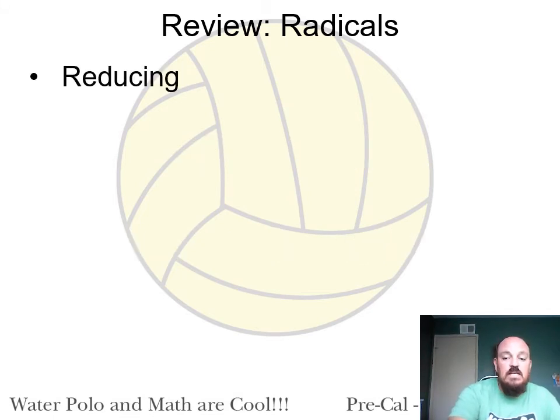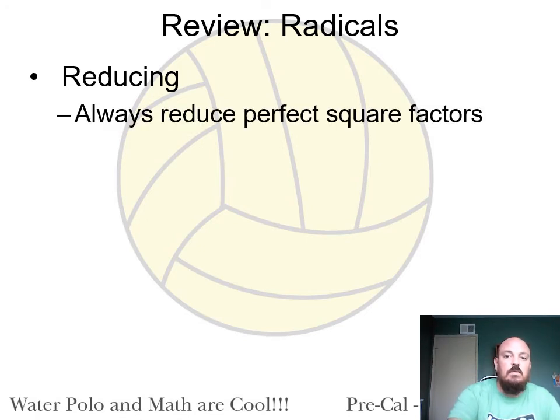Okay, now reducing or simplifying radicals. So the rule is, whenever you have a radical for an answer to a question, you always want to see if you can reduce it, or simplify is another word for that. And what you're looking for is any perfect square factors. If that number can be divided by 4 or 9 or 16 or 25 or 36 or any perfect square, you always want to pull that out. You want to reduce that.